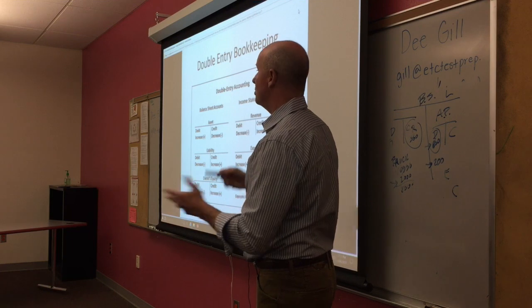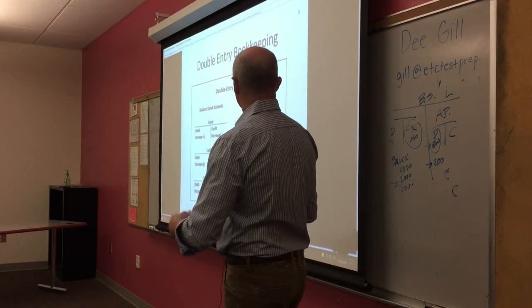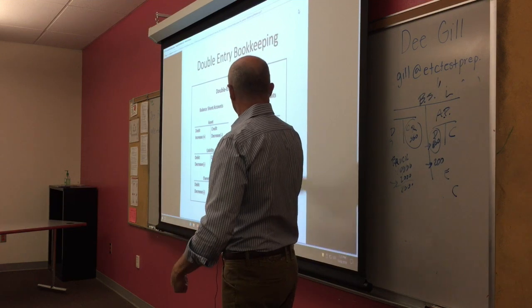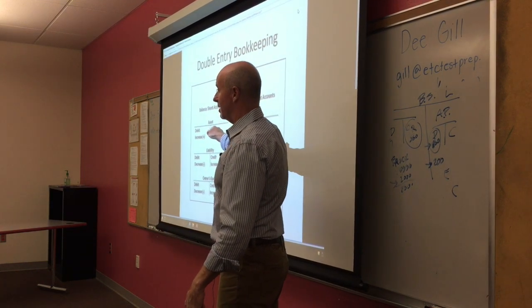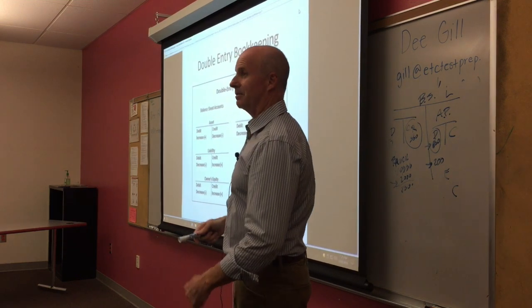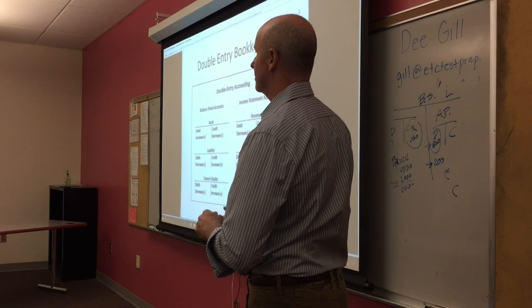What would you do if you got revenue? Say you got $500 in a sale, and it was cash, right? What would you do? You'd credit $500 revenue, and you debit cash $500, right? When do you get a debit on revenue? Give me an example if you can.